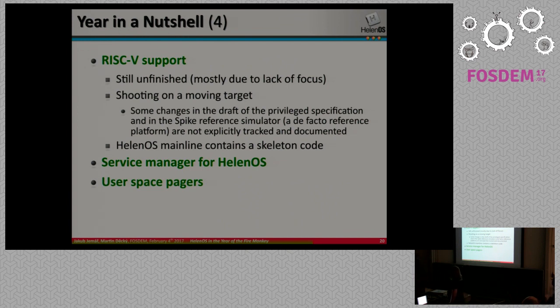If I may have one small excuse for that, there have been some changes in the privilege specification of RISC-V during the year, and there have also been changes in the Spike simulator, which is something like a reference implementation of the RISC-V platform. And some of these changes were not explicitly tracked and documented. So it was really a bad surprise that you compile the code, run it, and then you have to debug it for an hour to understand what went wrong, why it's not working as it used to work a week ago.